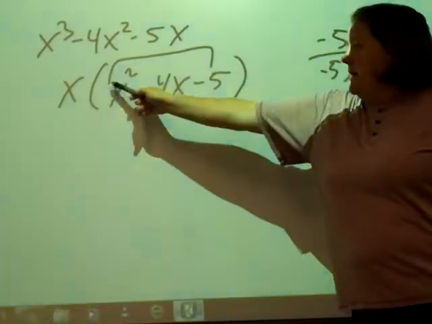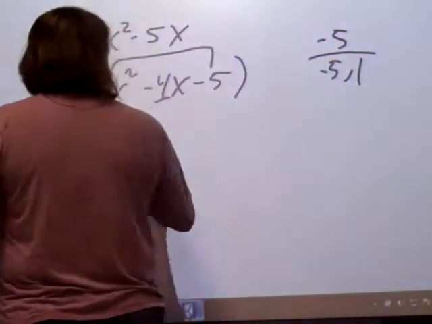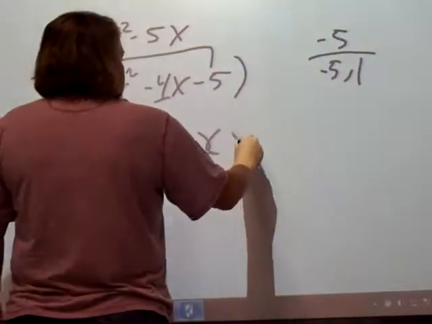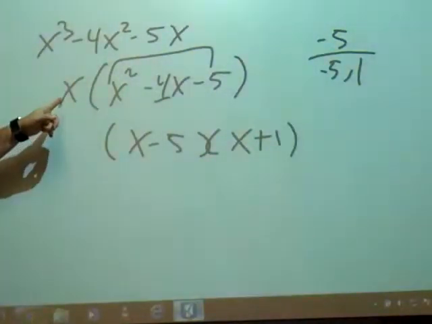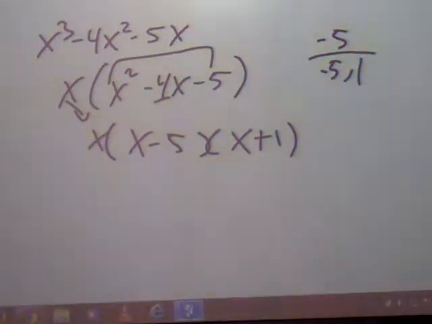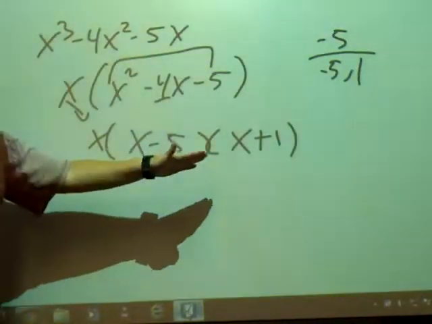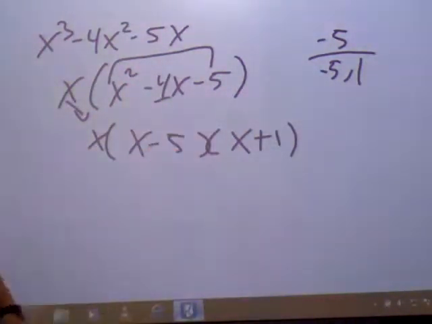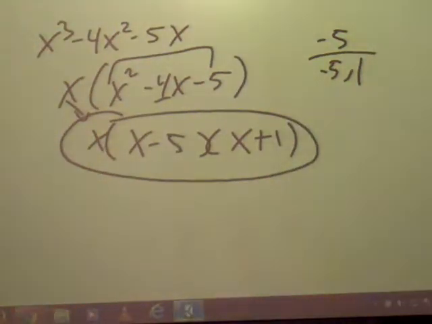Since this is a 1x squared here, it's easy to do. I just write those as factors. X minus 5 times x plus 1. Don't forget about the original GCF we took out. Bring that down to be part of your answer. Can you factor that any farther? Once you get it into binomials like that, that's as far as you can factor.